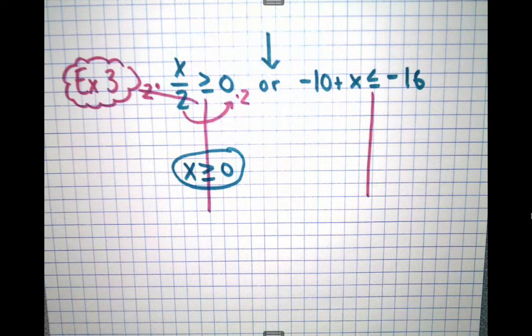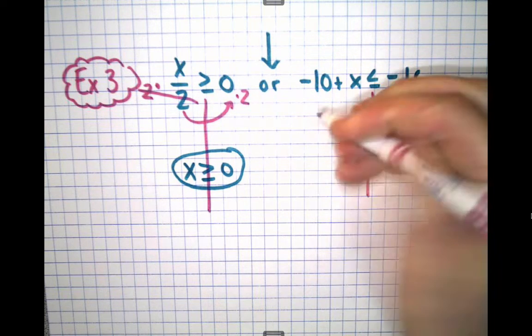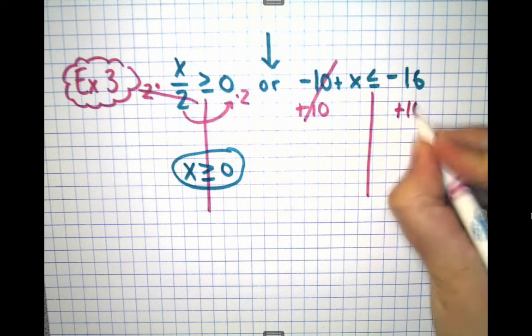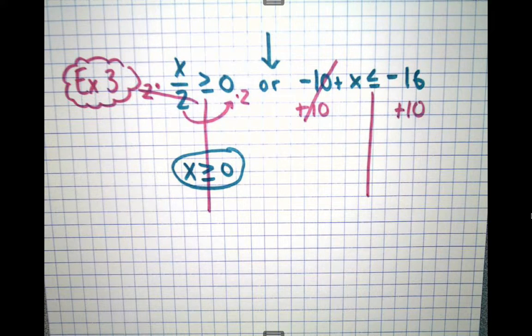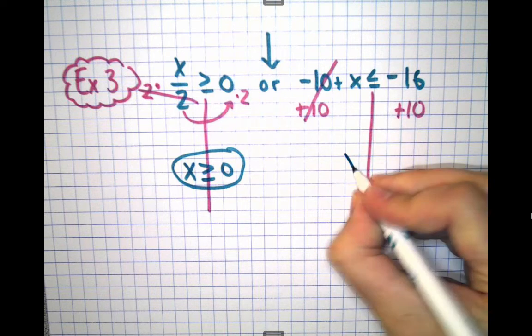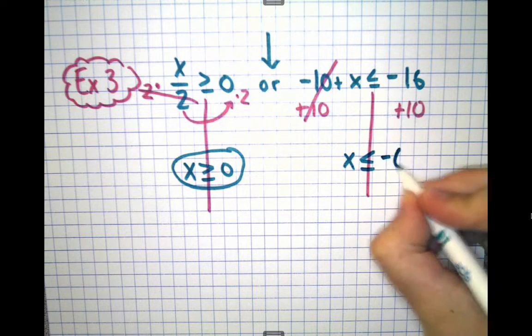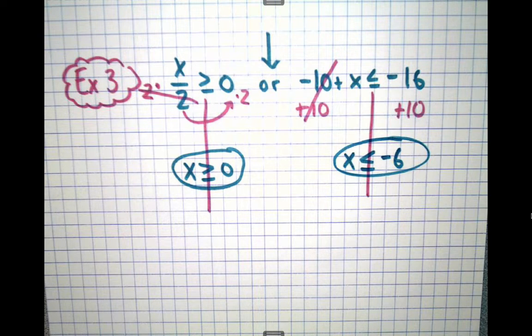For the second problem, I'm going to get x isolated by itself by adding this 10 over to the other side. And by adding the 10, it will move it and get x alone. So x is going to be less than or equal to -16 plus 10, which is -6. And now we go to the number line.